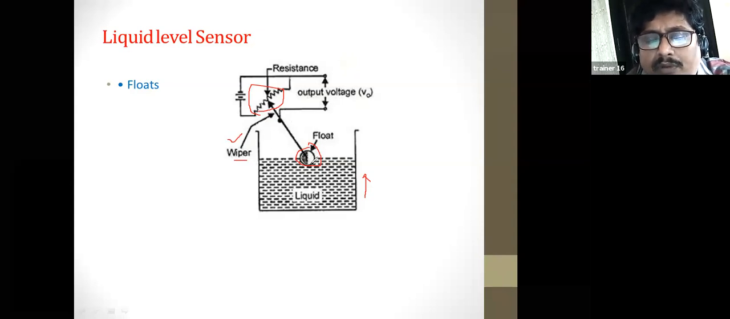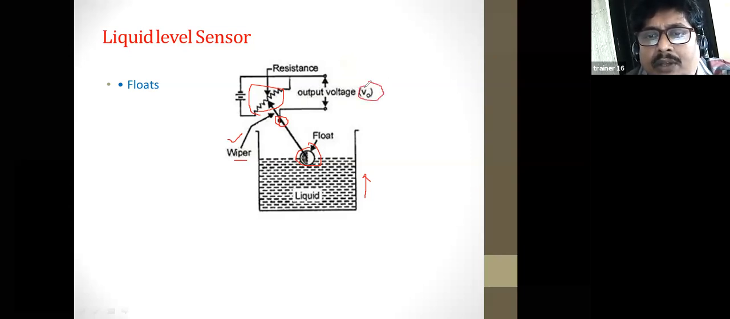Here the bob is floating on the surface of the liquid, and it is connected with the slider. This is a pivot. When the float rises, automatically this slider moves on the resistance element. Who discussed the potentiometer, right? We know the potentiometer very well. The slider moves on the resistance element, thereby the output voltage also changes.